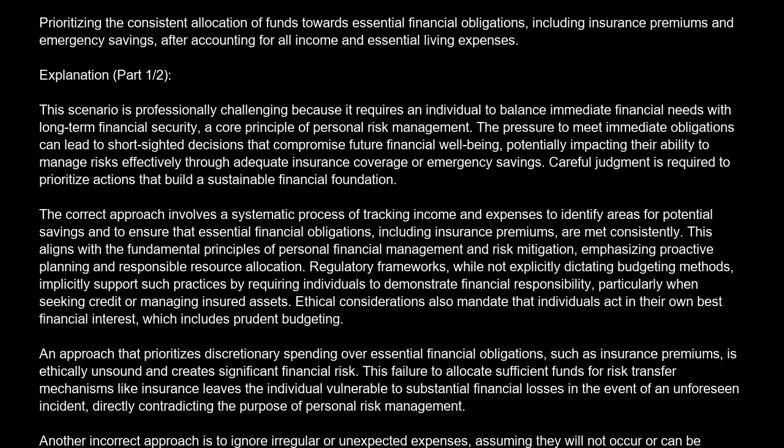The correct answer is B. Prioritizing the consistent allocation of funds towards essential financial obligations, including insurance premiums and emergency savings, after accounting for all income and essential living expenses.